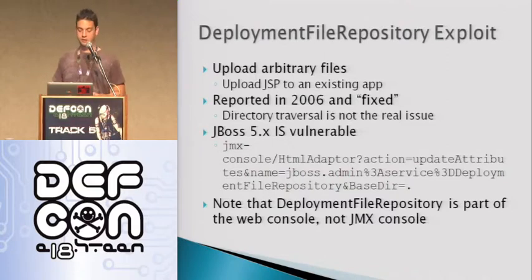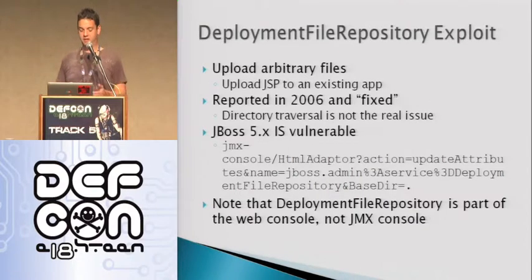So this was actually reported in 2006 and quote-unquote fixed because it was actually reported as a directory traversal, right? So this functionality has a default directory that you deploy your code to, and you could actually traverse your way back up the tree and put files wherever you wanted. Well, so it turns out they fixed that by removing the directory traversal, but they did not remove the functionality that allows you to change the base directory.